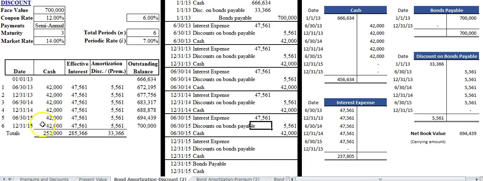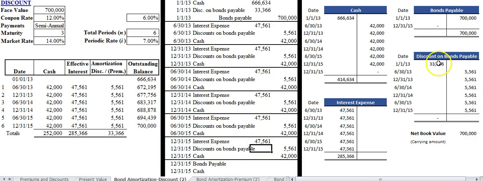And then my last interest payment is going to be on 12/31/15, which is the year of maturity, 42,000, 5,561 is my amortization of the discount. And my total interest expense is 47,561. So what you notice is throughout the whole accounting period, we have already accounted for that 33,366 difference between cash inflow and cash outflow as part of our interest expense. We have divided it up equally into six parts, and we've booked it as interest expense here.